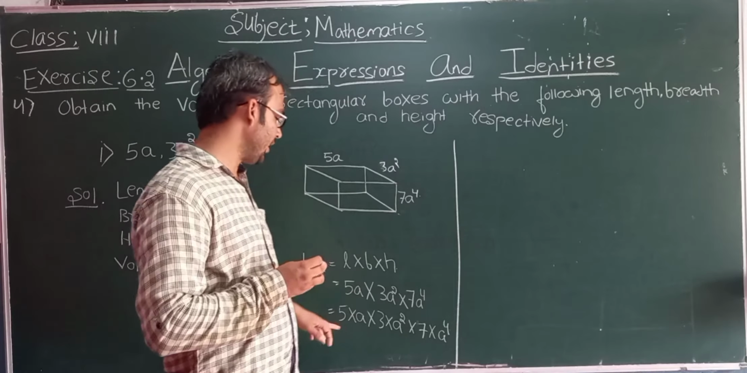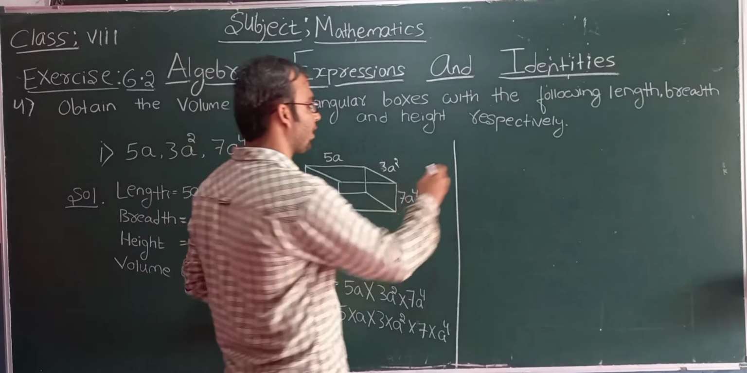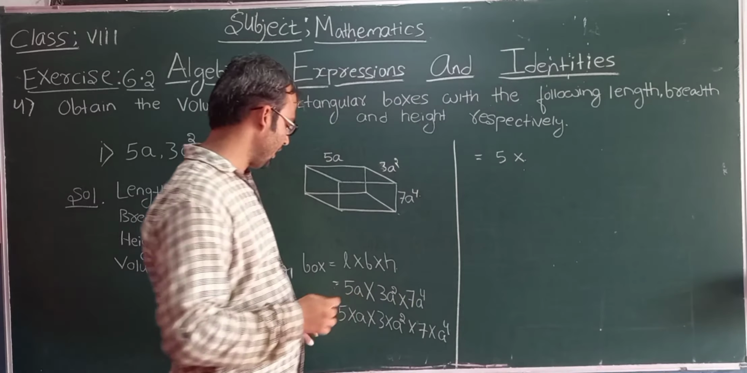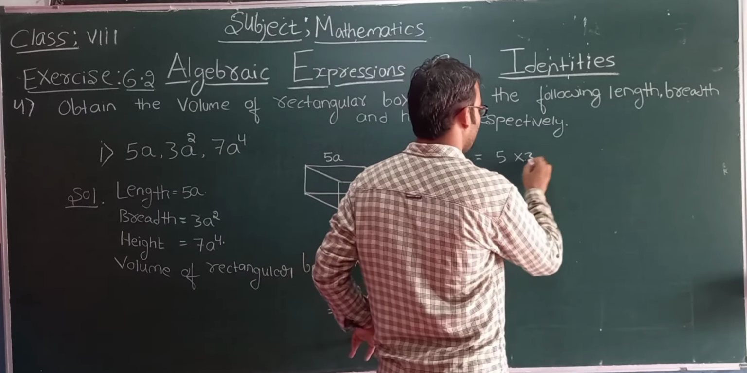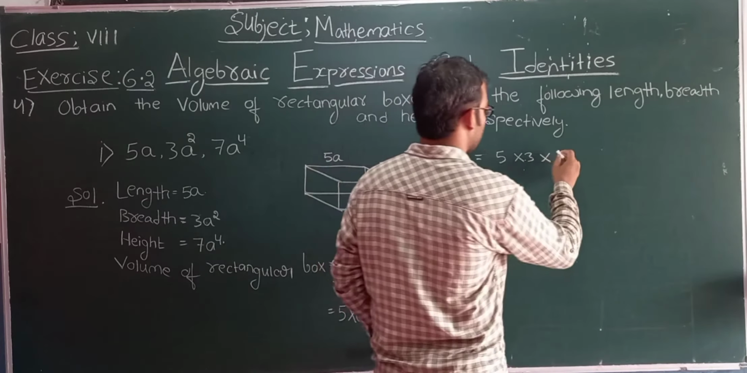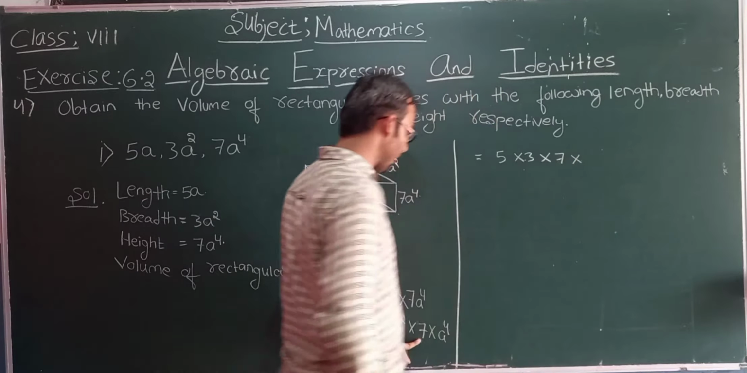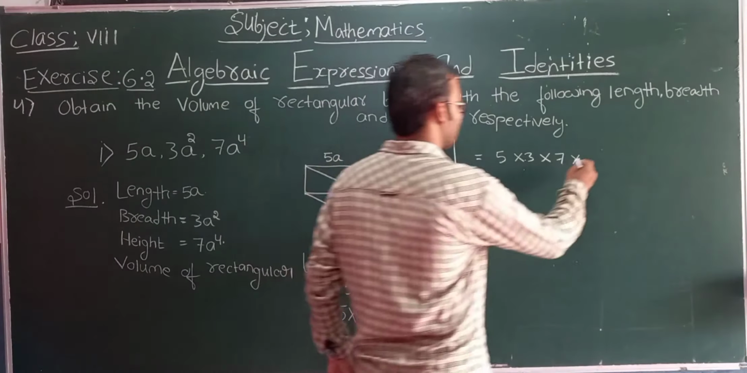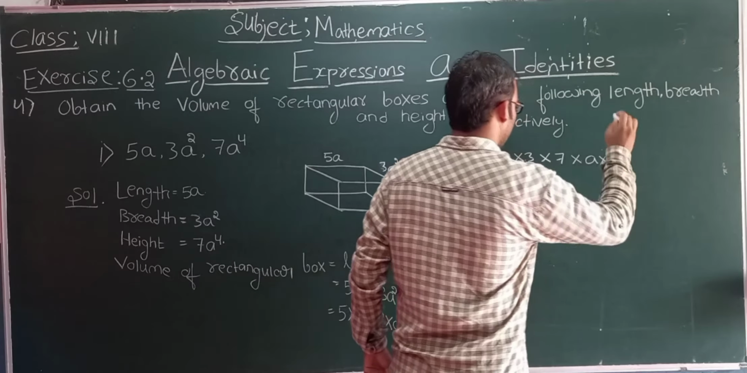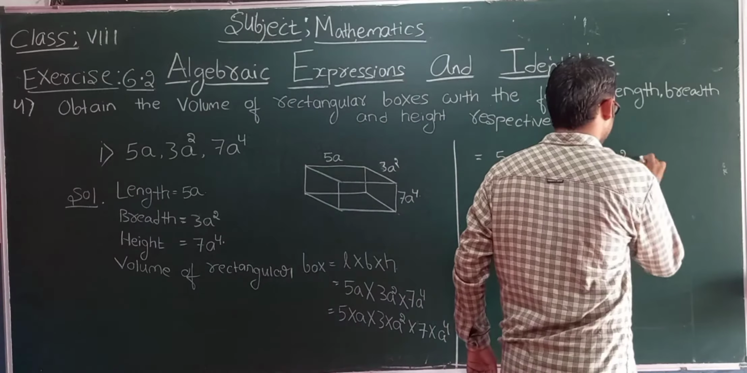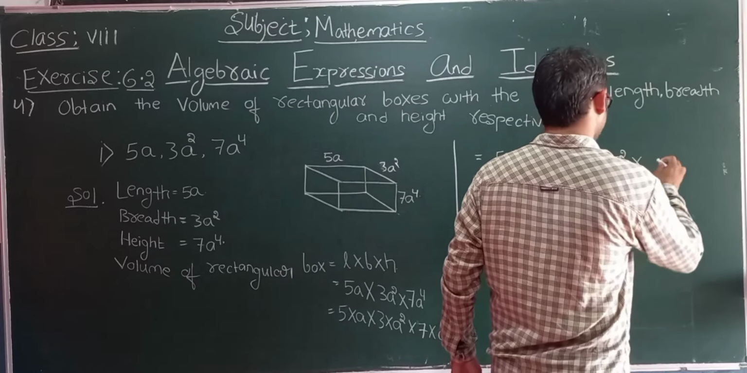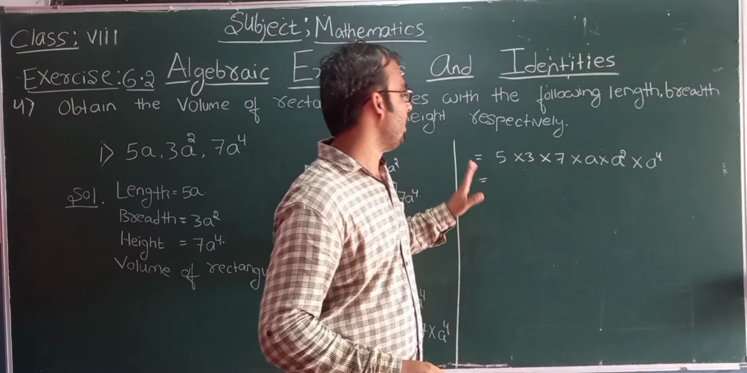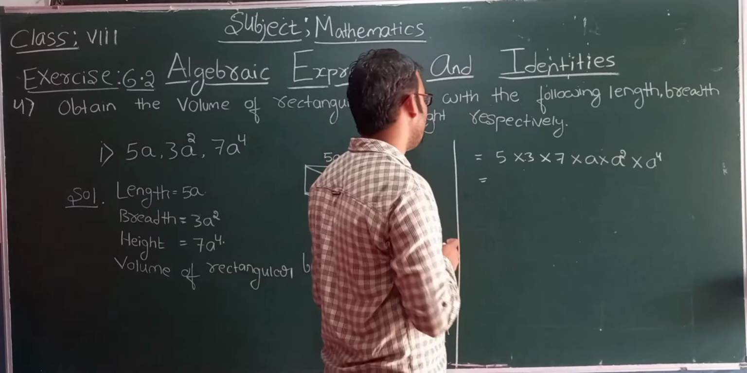Okay, students, now look at here. You can group numbers one side, that is 5 into 3 into 7, and the variables one side, that is a into a square into a to the power 4. Okay, now what we need to do? We need to multiply the numbers as well as variables.